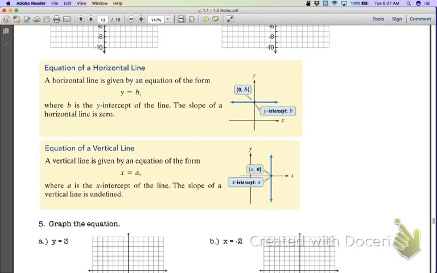Equation of a horizontal and a vertical line. What I always used was HOY and then VUX. HOY is horizontal, 0 slope, and then y equals. And VUX is a vertical line, undefined slope, and then x equals.